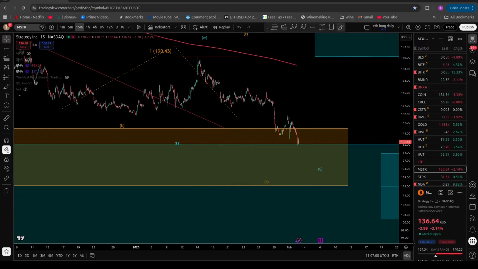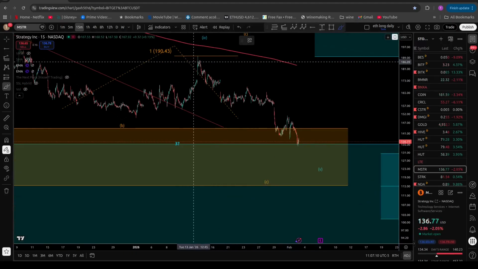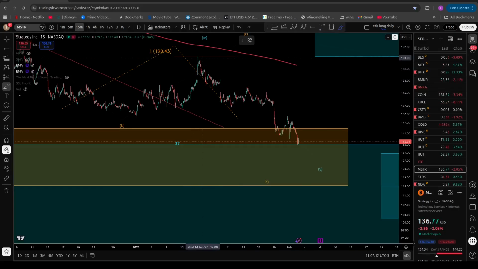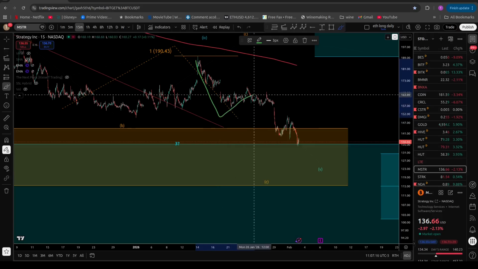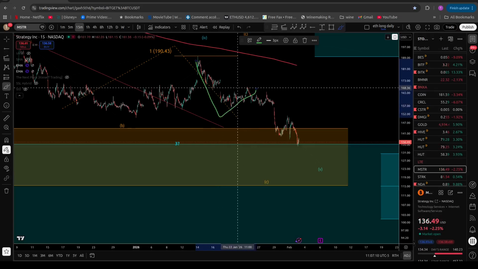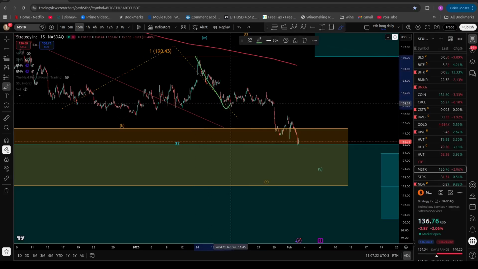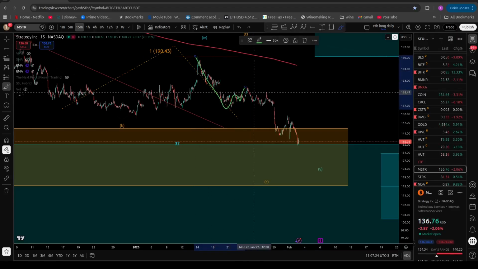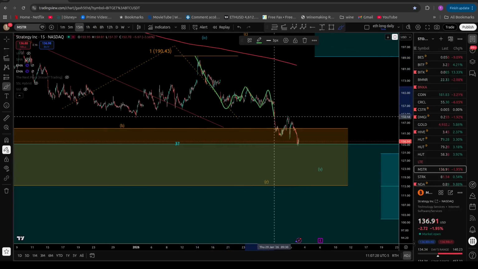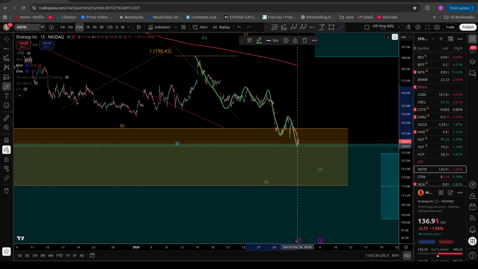I mean, we could argue. Let me double check. And once again, this is 15 minutes, right? So maybe this could be a 1, 2. Yeah, 2 here. 1, A, B, C, 2. And this is the third wave. And within this third wave, we have a wave 1, a 2, a 3, a 4, and a 5th.